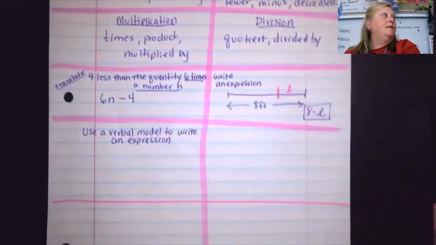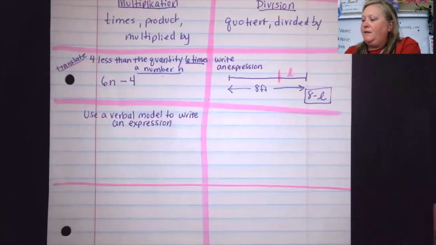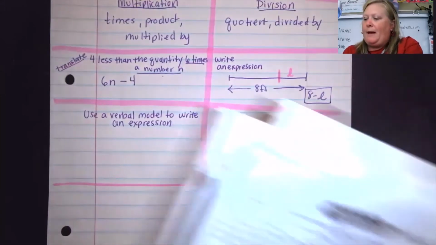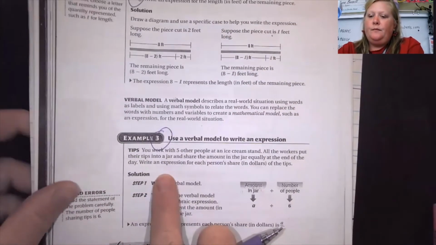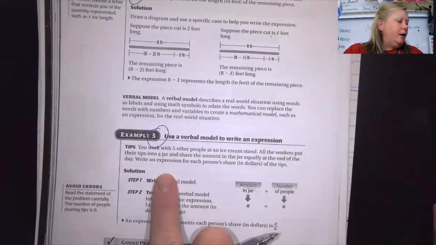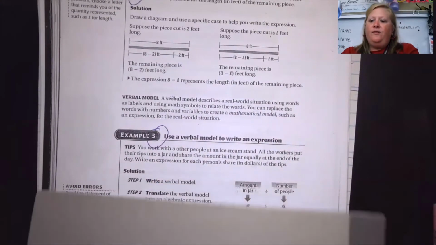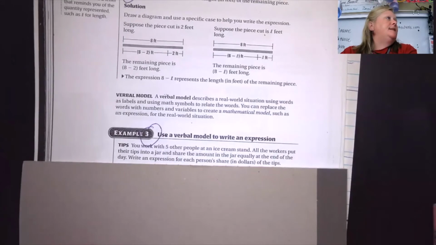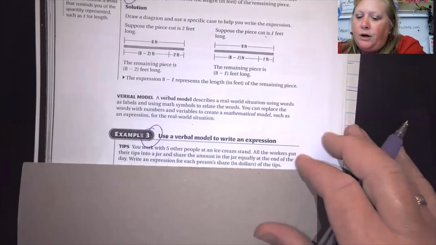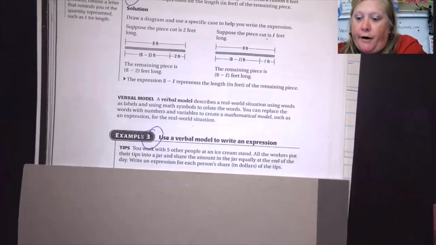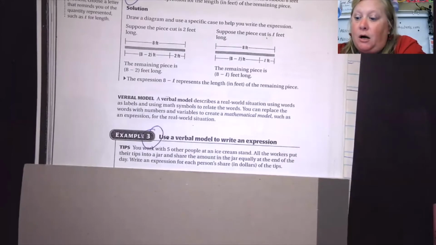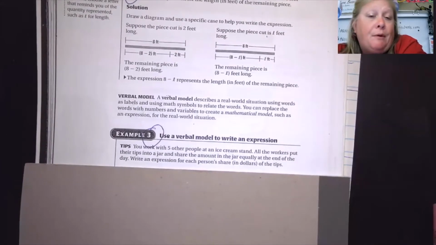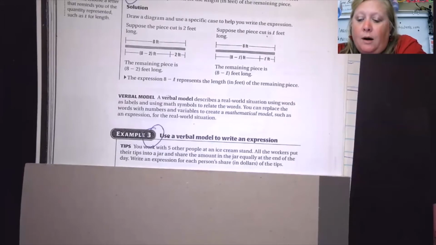All right, are you ready for this one? Again, use a verbal model. So here's our verbal model. You work with 5 other people at an ice cream stand. All the workers put their tips into a jar and share the amount in the jar equally at the end of the day. That sounds about right. My friend's a waitress. Write an expression for each person's share in dollars of the tip.